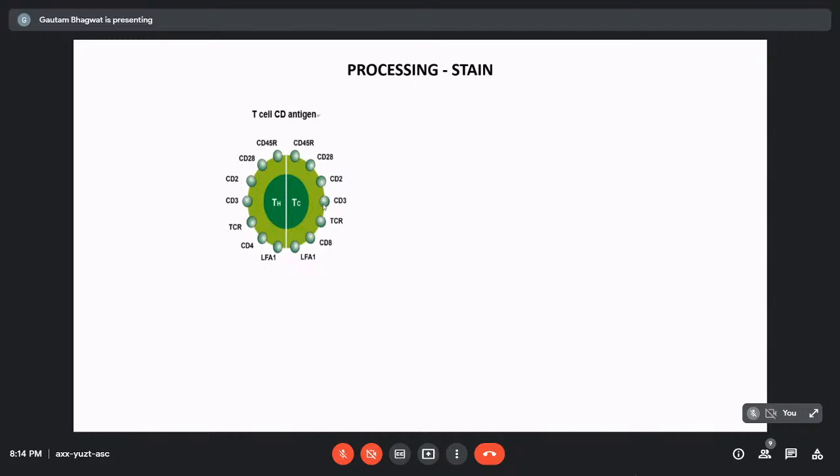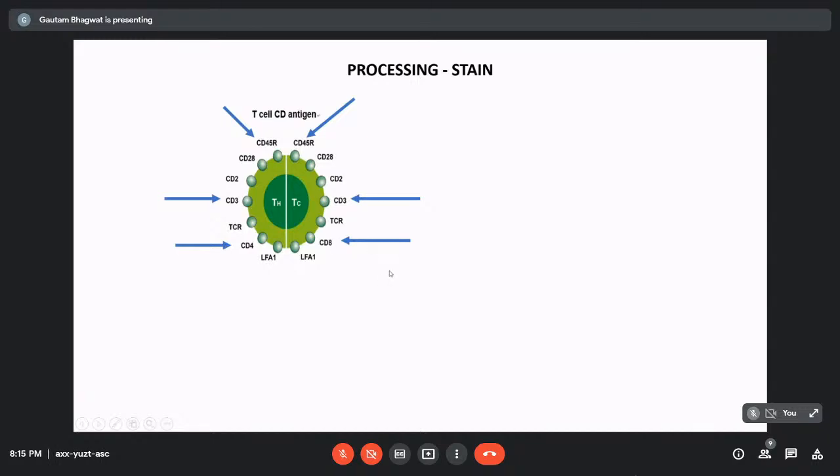For example, I want to sort T cells from the lymphocytes, and further I want to sort the cytotoxic T cells, which have CD8, and the helper T cells, which have CD4. So my antigens of interest would be CD3. Also, why CD45? It is the leukocyte common antigen. So with CD45 I can get the lymphocytes. From that I would try to get the CD3 sorted out. CD3 are the T cells, and from those CD3 T cells I'll try to sort out CD4 and CD8.